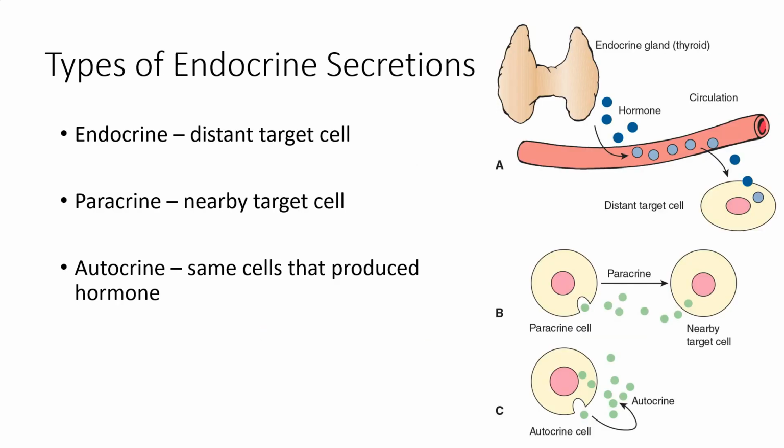We have different types of hormone secretions throughout the body. A cell may signal itself through autocrine signaling. Cells may talk to nearby cells through paracrine signaling. But in the endocrine system, we're talking about distant signaling, where one gland will release hormones that act on a distant target cell.